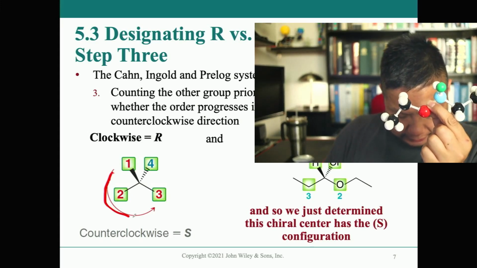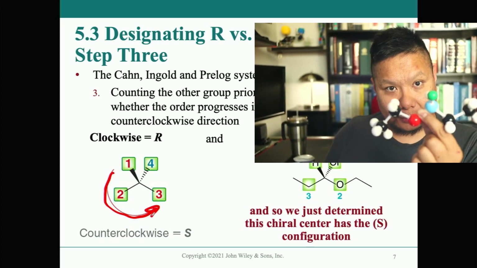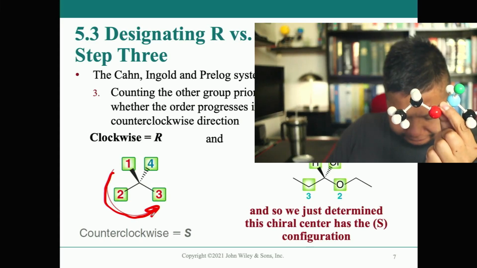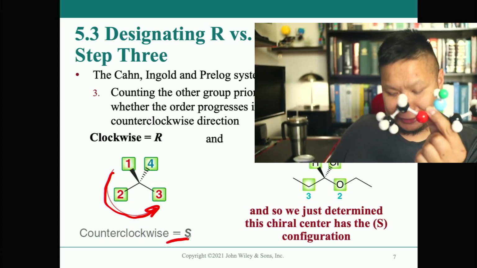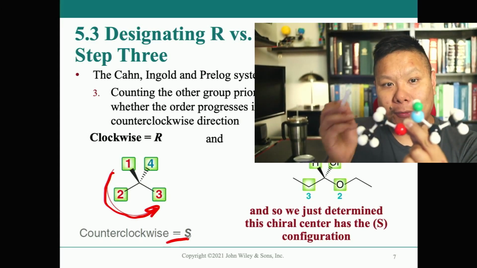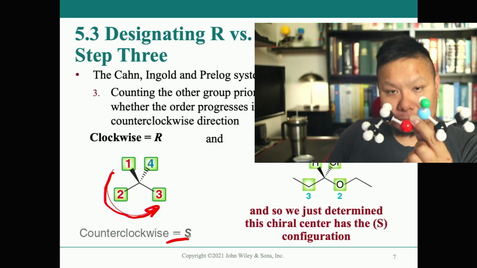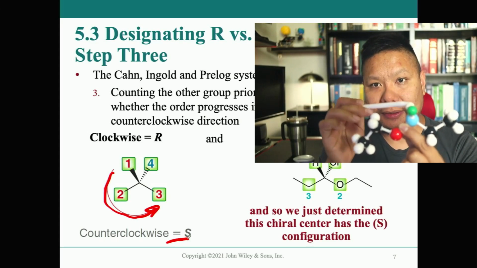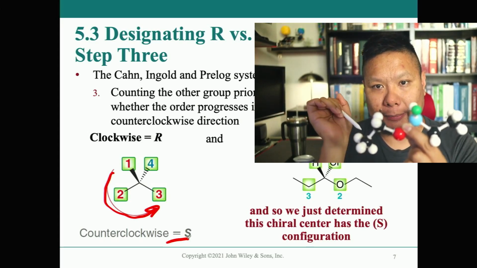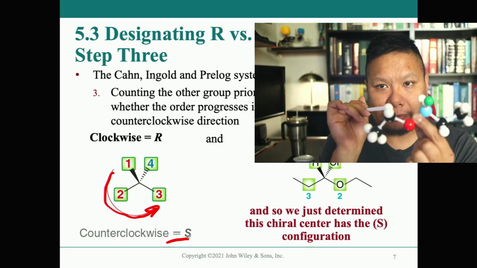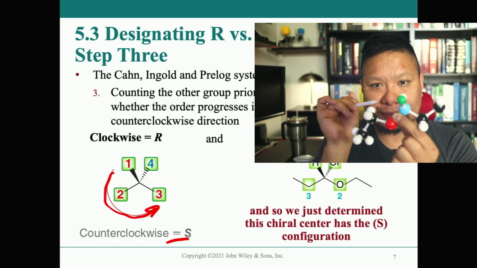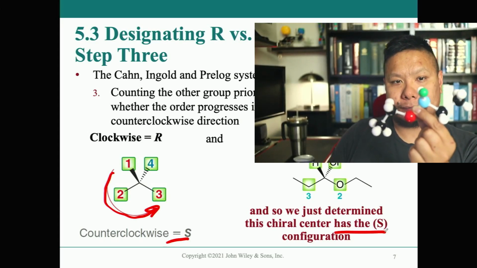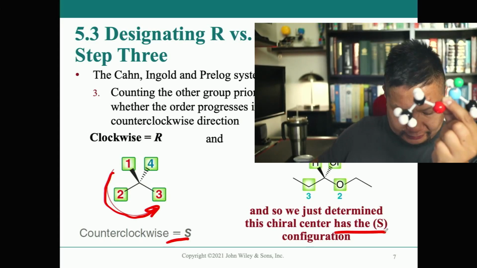So if it's counterclockwise, as you can see here, definitely counterclockwise, this is going to be an S. Remember what I said in the previous slide: if we were to just flip these, then it would be the enantiomer, and that would be the R. But as it's built right now, this molecule is S, because we're counting counterclockwise. Good stuff. Next.